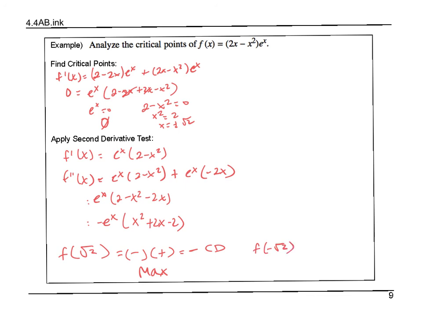And if I do this with negative root 2, negative e to the negative root 2, that's still negative. And then negative root 2 plugged in there, I would have negative root 2 squared, which would be 2. So the 2 minus 2 constant cancels, and then I would be left with that middle term of 2 times negative root 2, so a negative. So overall positive, concave up, and a minimum. Right, because it's down here versus up there.